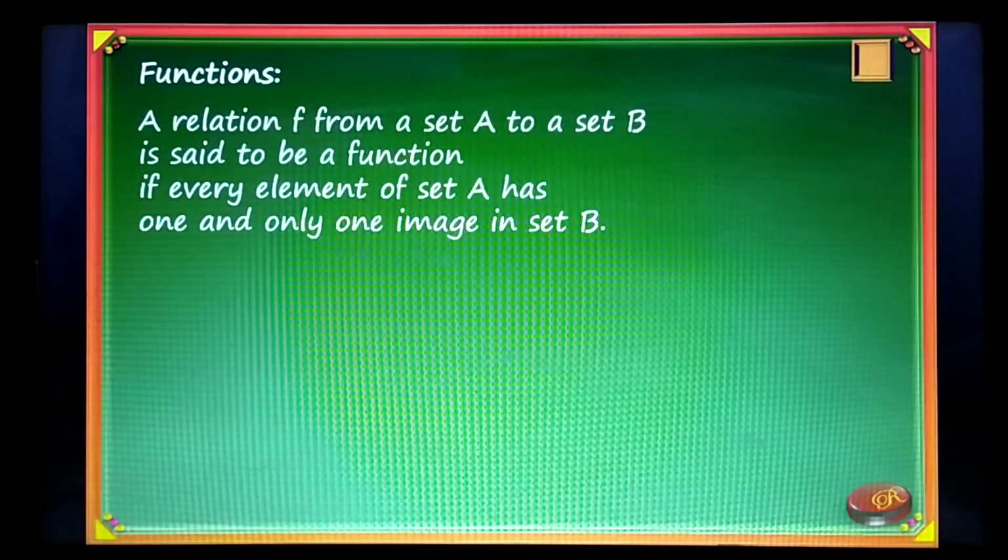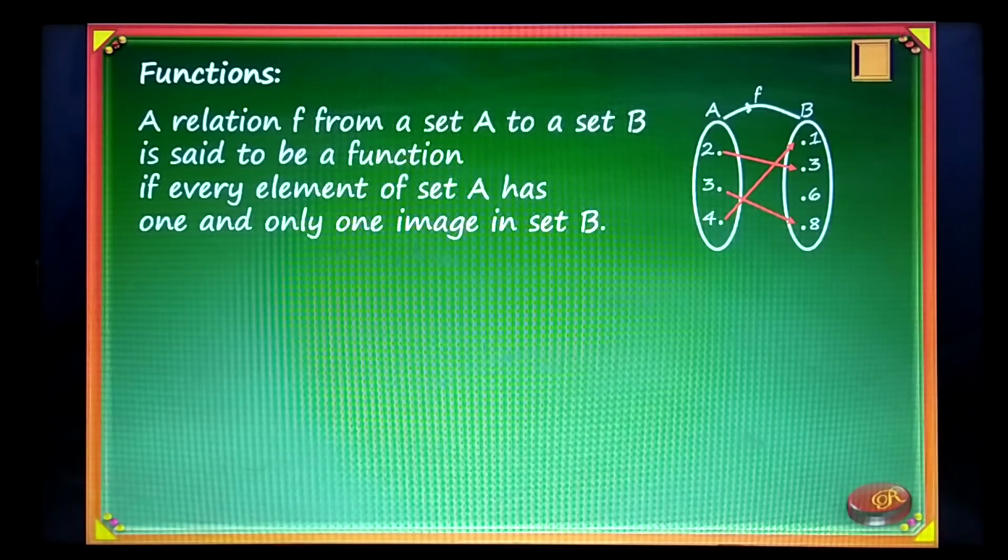Function. A relation f from a set A to a set B is said to be a function if every element of set A has one and only one image in set B, as shown in figure. That is, image of 2 is 3, image of 3 is 8, image of 4 is 1.